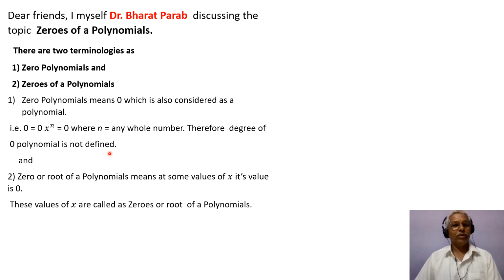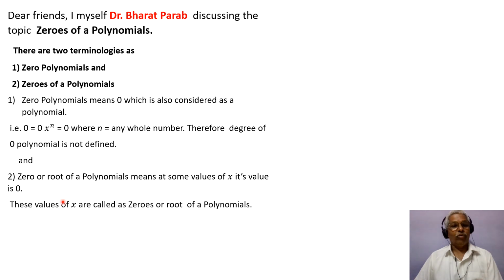And the second one, zeros of a polynomial. It is not zero only, it is zeros, maybe more than one value. We will see this later on. Initially we see the meaning of this. Zero or root of a polynomial means at some value of x its value is zero.